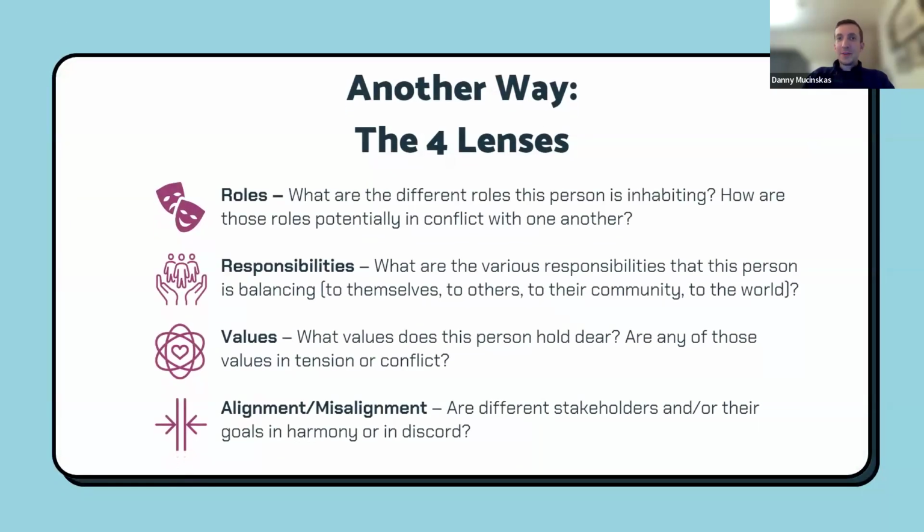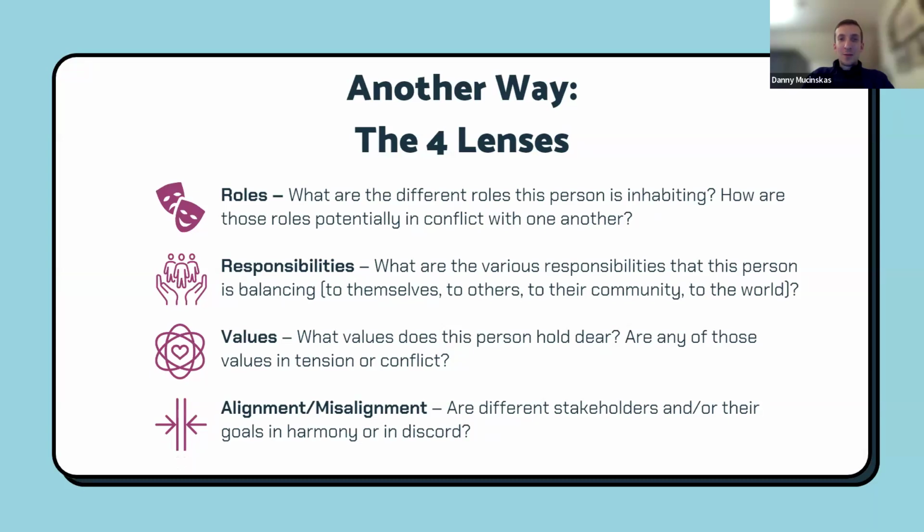However, the 5Ds are not the only way to think about discussing dilemmas or breaking down dilemmas to be more understandable and actionable for students. So you could also use these 4 lenses that we have developed as well. So first, roles. What are the different roles that a person in a dilemma situation is inhabiting, whether that's you yourself or someone you're reading about? How are those roles in conflict with one another, potentially?